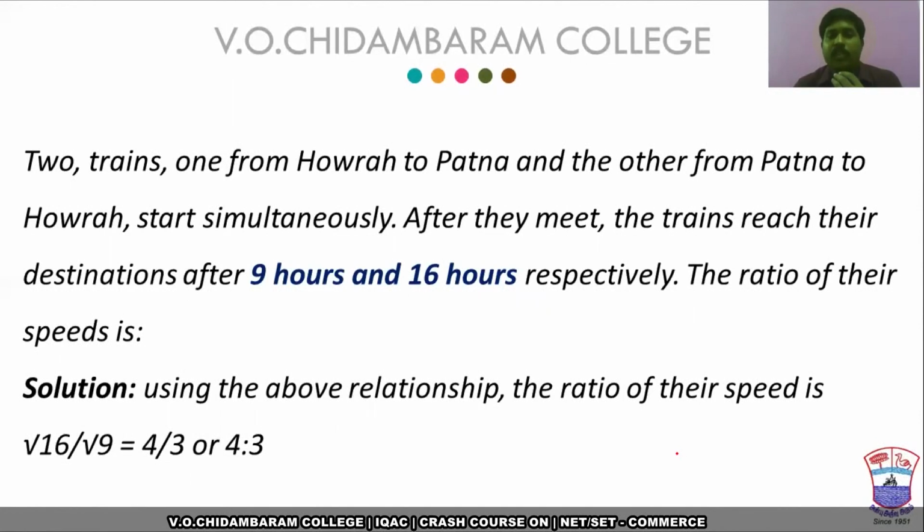So here are given two trains, one from Howrah to Patna, another one from Patna to Howrah. They meet, and after that the trains take 9 hours and 16 hours respectively to reach their destinations. What is the ratio? Simply the reciprocal of the square roots. 9 square root is 3, 16 square root is 4. When we consider the reciprocal, the answer is 4 is to 3.